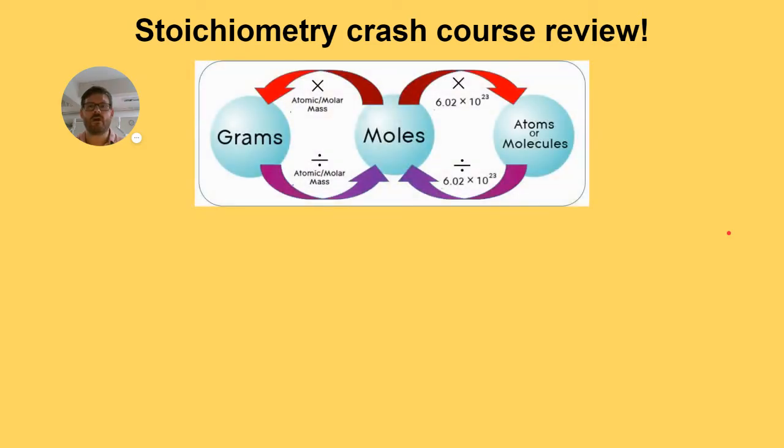If you can remember, we learned how to convert between grams, moles, and atoms or molecules of a chemical. To convert between moles and atoms or molecules, we used Avogadro's number, which is 6.02 times 10 to the 23rd. This says that there are this many atoms or particles in 1 mole of a substance. This is a huge number. To go from moles to atoms, we multiply. Atoms to moles, we divide.